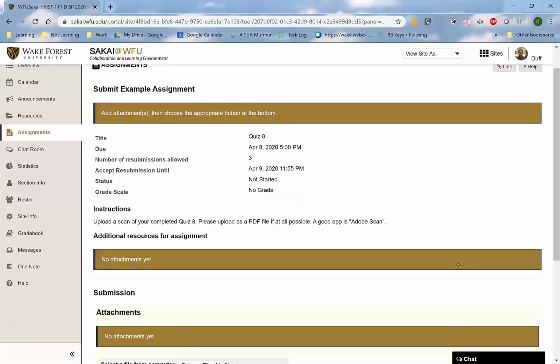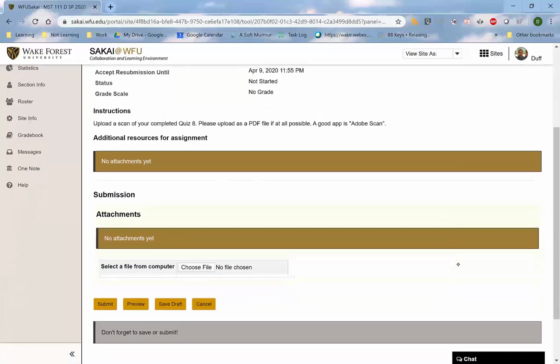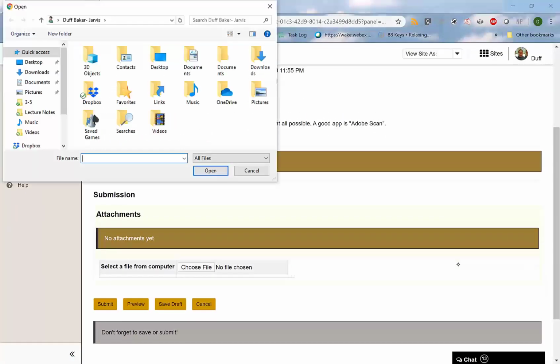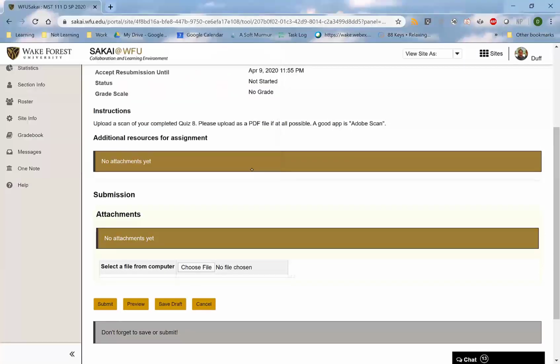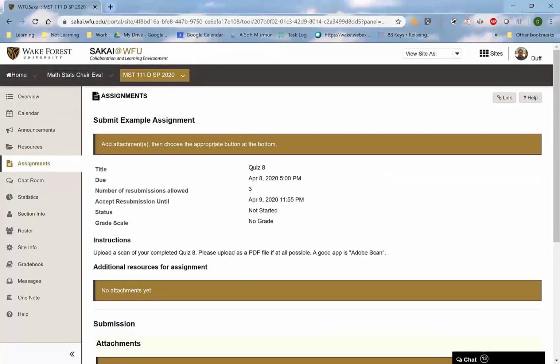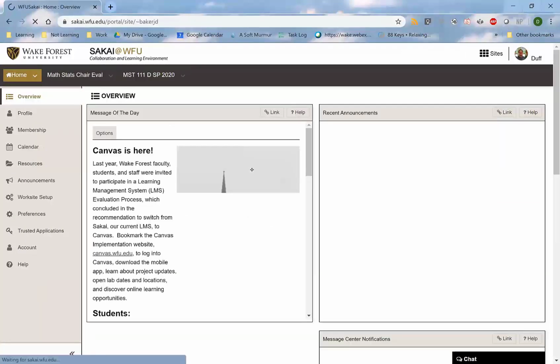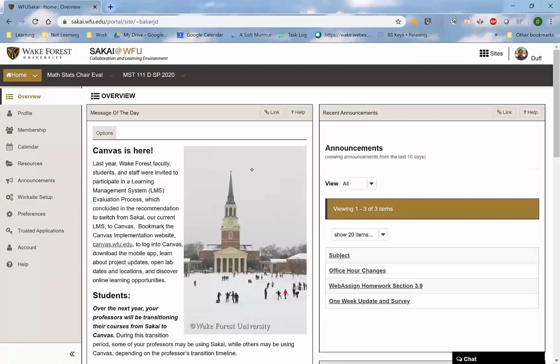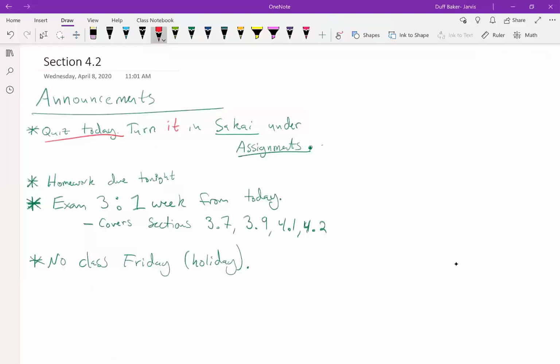So you just go in here, you click choose file, you upload your completed file, and that should be it, right? So it should be much simpler, and it'll be very clear when it's turned in then. You'll even receive an email confirming that you turned it in. So let me know if you guys have any questions about that. Okay, so that's our quiz.